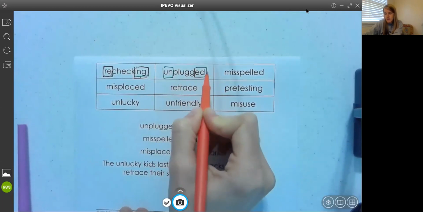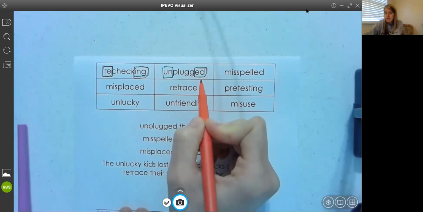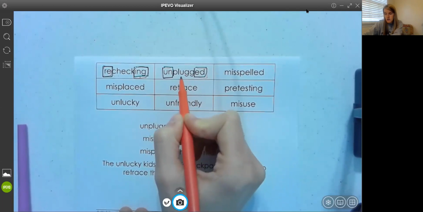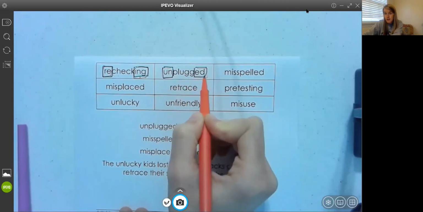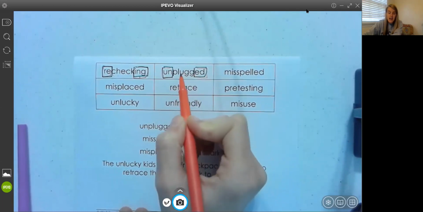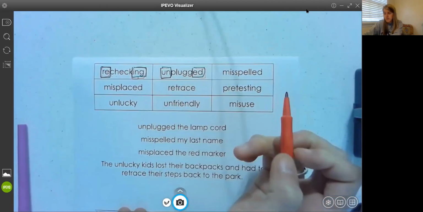Same with this word. I identified that there was a suffix ed, that means past tense. And then a prefix un means not. So this was plugged. So in the past, unplugged. It's not plugged in anymore.